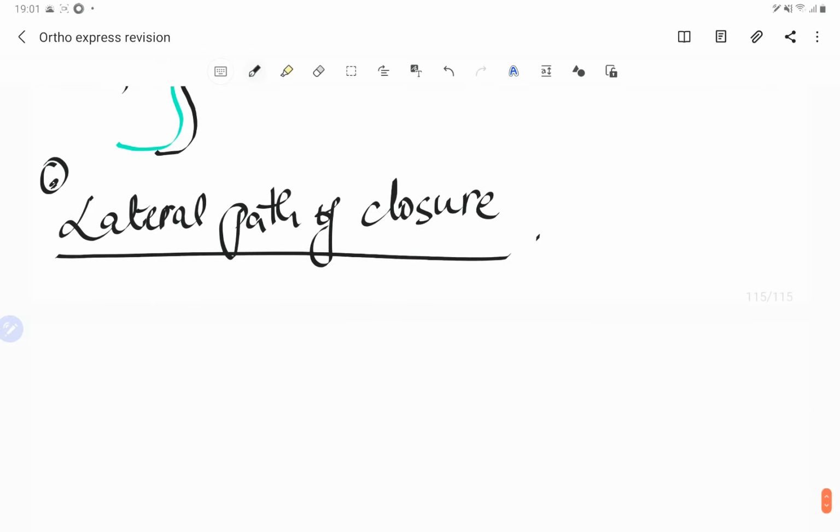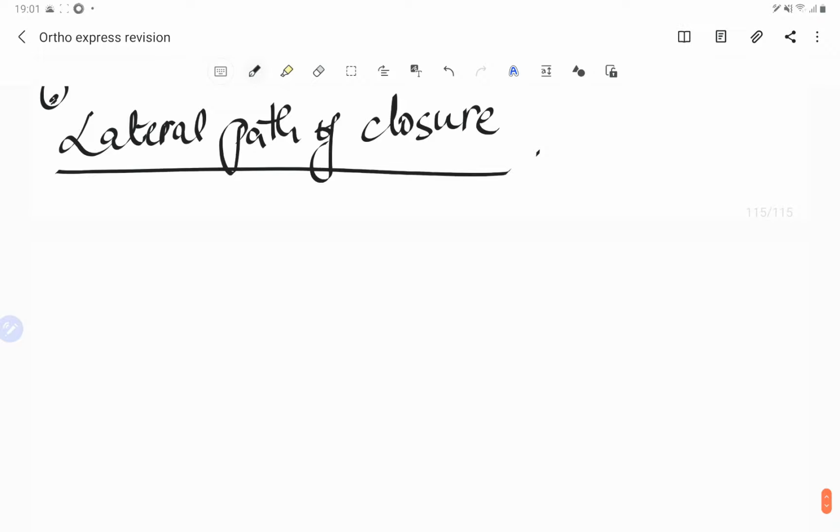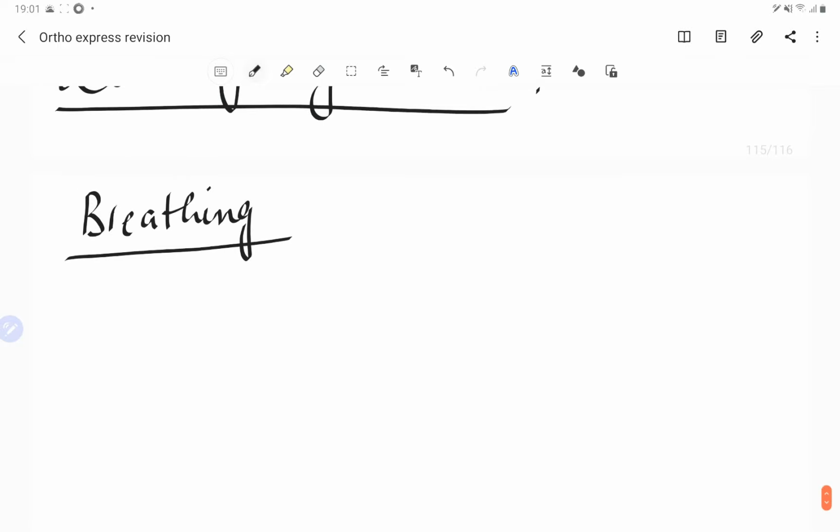So that is a lateral path of closure. Then my lovely students, we check the respiration. So we check the breathing and the swallowing. The breathing pattern can be a nasal, oral or oronasal pattern of breathing. There are some simple tests we can use to check the mode of respiration. What is the type of respiration a person is having? So how do we check it?